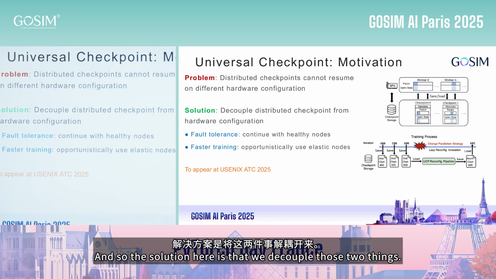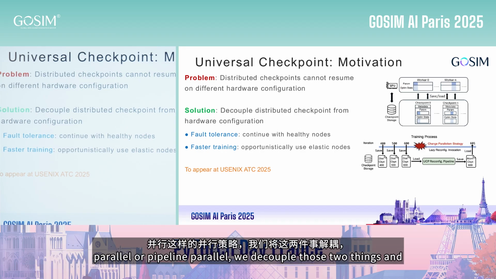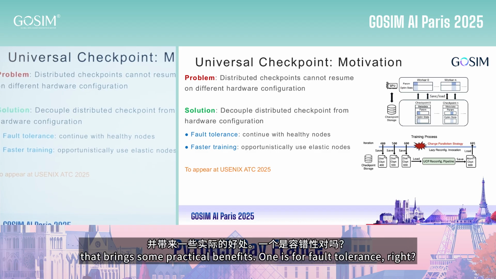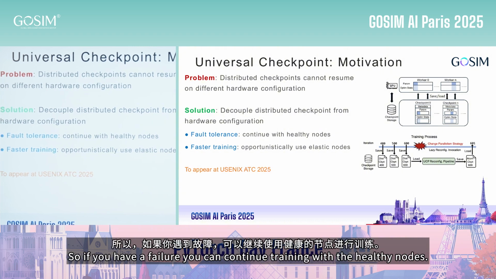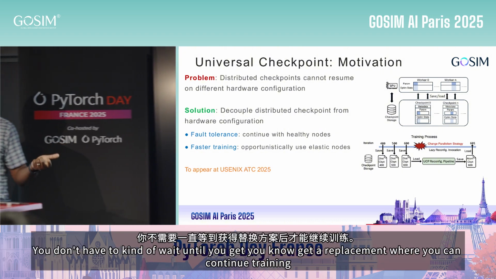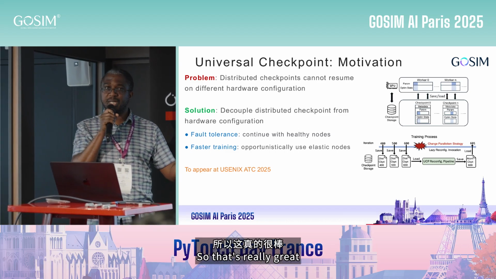So the solution here is that we decouple those 2 things: your checkpoint, and your hardware parallelism, or even your parallelism strategies like tensor parallel or pipeline parallel. And that brings some practical benefits. One is fault tolerance. If you have a failure, you can continue training with the healthy nodes. You don't have to wait until you get a replacement node. You can continue training, and that's really great.